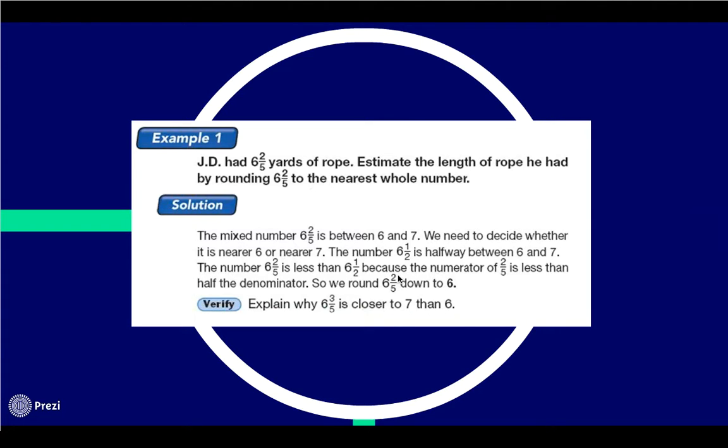All right, so you look here. If your numerator is less than half of the denominator, then you know that you're going to round down.